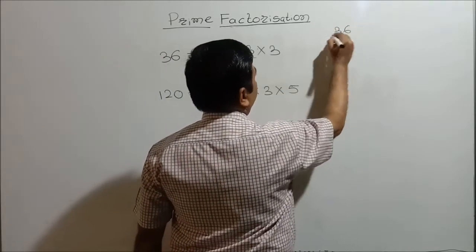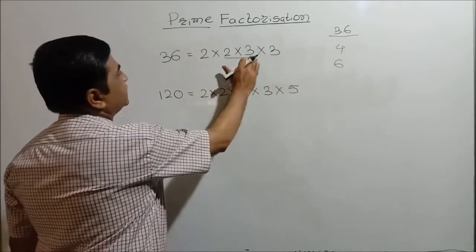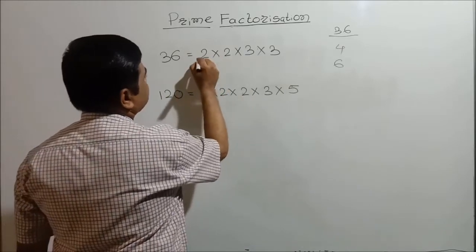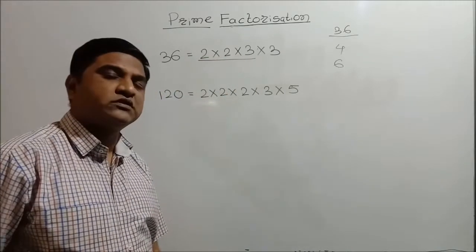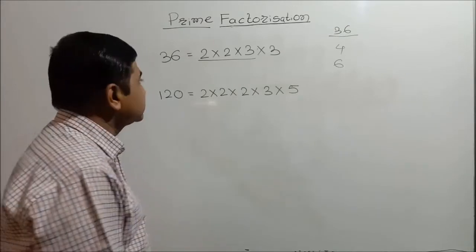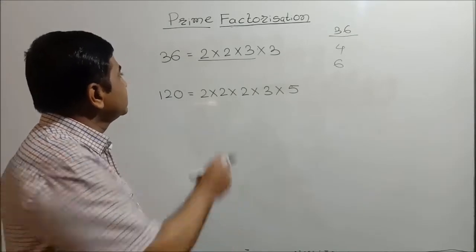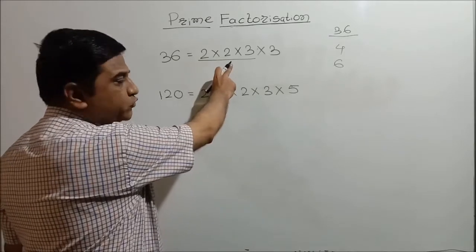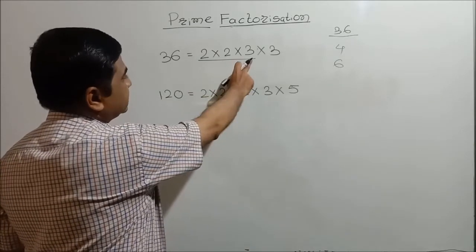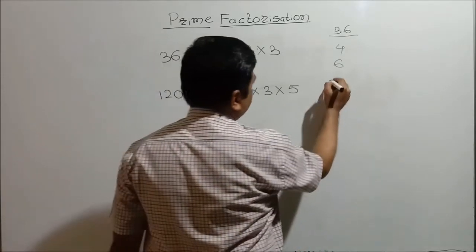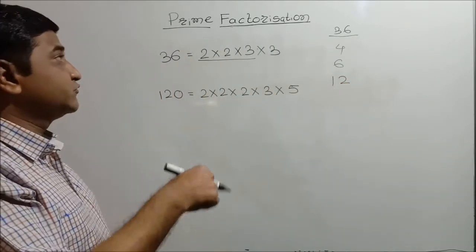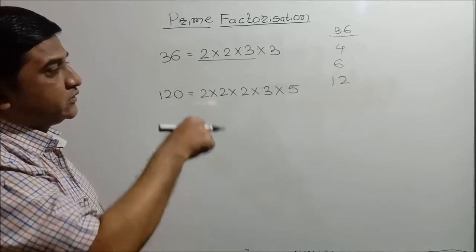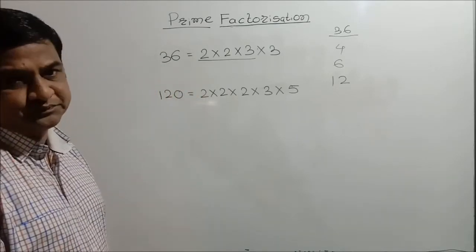Okay, now we'll extend this multiplication. Now we'll take the multiplication of these three numbers, 2 multiplied by 2 multiplied by 3. That is, 2 multiplied by 2 is 4, and 4 multiplied by 3 will become 12. And now, what is 12? 12 3s are 36. Again, we get that 12 is a factor of 36.